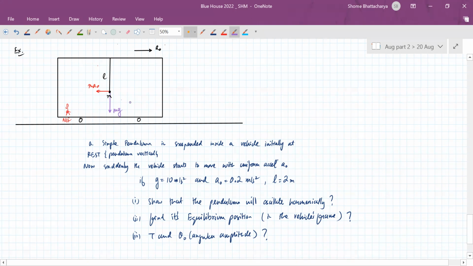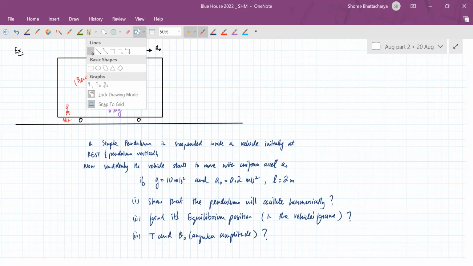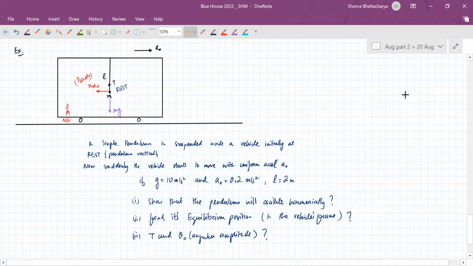At t equal to 0, when this starts to accelerate, this is the situation. In this frame, this is at rest, but it is not in equilibrium, because there is pseudo force, weight, and of course some tension in the string. So the equilibrium position in comparison will be what I'm showing you here, at some angular position like this.